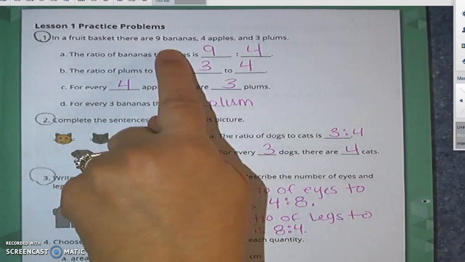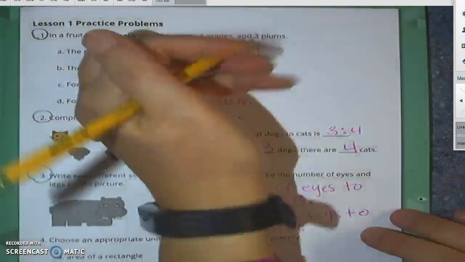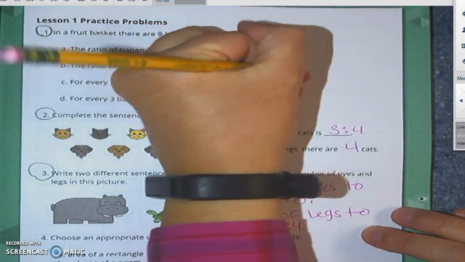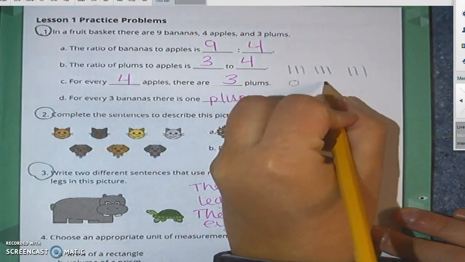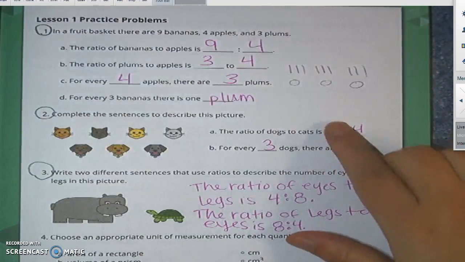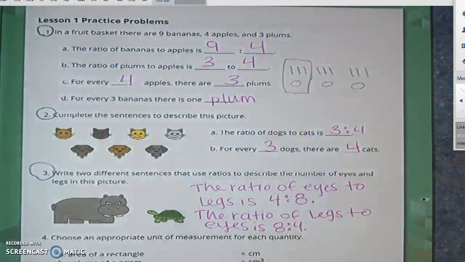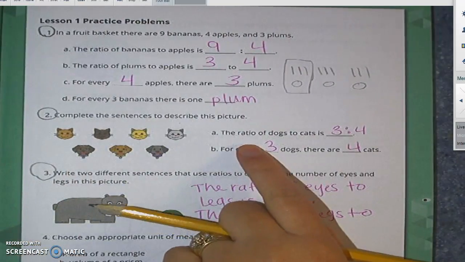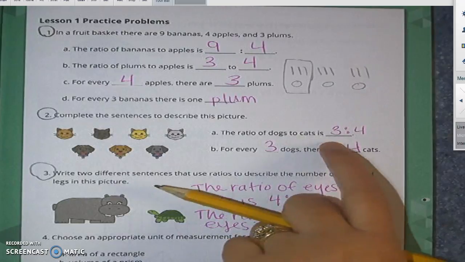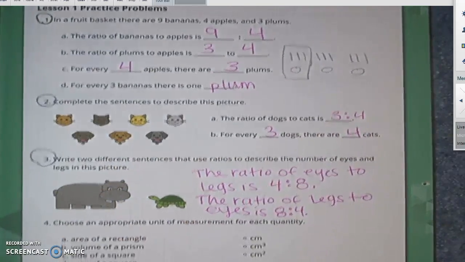For every 3 bananas, there is 1 plum. So they told us that there were 9 bananas. This is one where we really can split it into groups. So if I have my 9 bananas, 1, 2, 3, 4, 5, 6, 7, 8, 9, and I have my 3 plums, I can split it into equal groups. For every 3 bananas, there is 1 plum. Okay, complete the sentences to describe this picture. The ratio of dogs to cats is 3:4. For every 3 dogs, there are 4 cats.